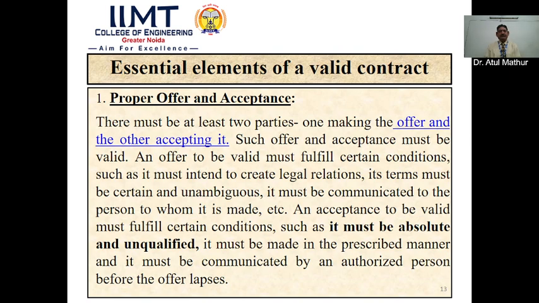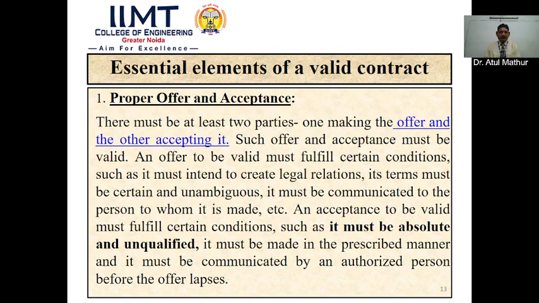The first one is proper offer and acceptance. There must be at least two parties. It means there must be two parties in the contract, one making the offer and the other accepting it. Such offer and acceptance must be valid.